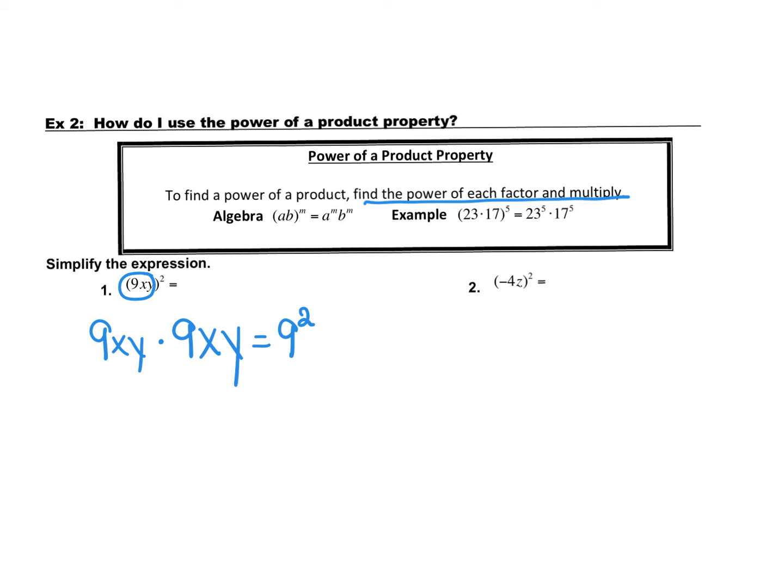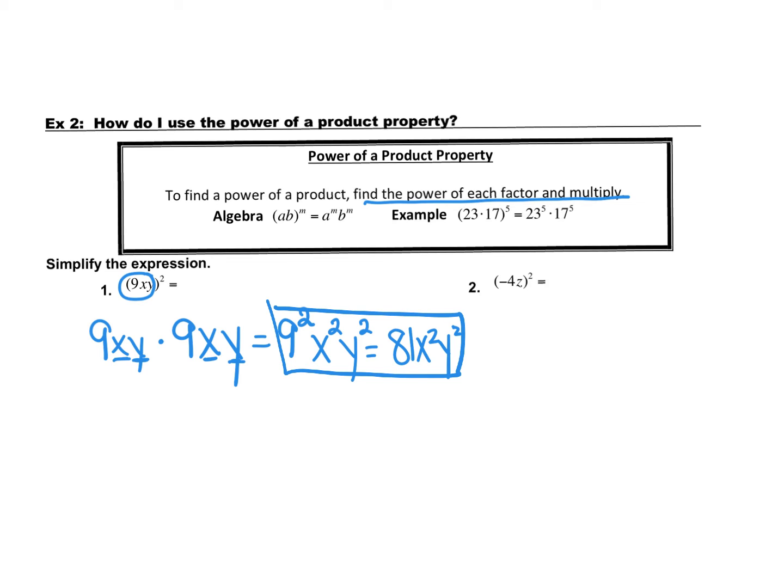And now notice how I have 2 x's, x squared, and then I have 2 y's, which I'd have y squared. And then that is equal to 81 x squared y squared. All right, so we can accept either one of these answers right here.